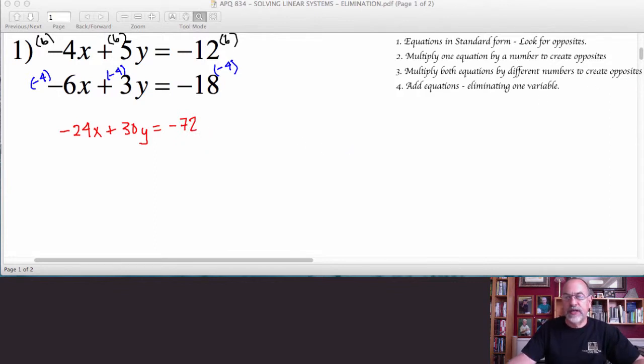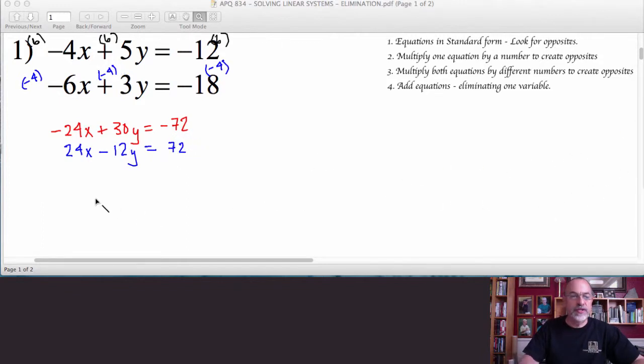Then taking the second equation and multiplying it by negative 4, we get negative 4 times negative 6, which is a positive 24x, and there are my opposites. The negative 4 times the 3 is the negative 12y. And then negative 4 times negative 18, that's going to be a positive number, and that's going to be 18 times 4, let's see, that's 40, and 32, that's going to be 72. Alright, so I have the two equations changed now.